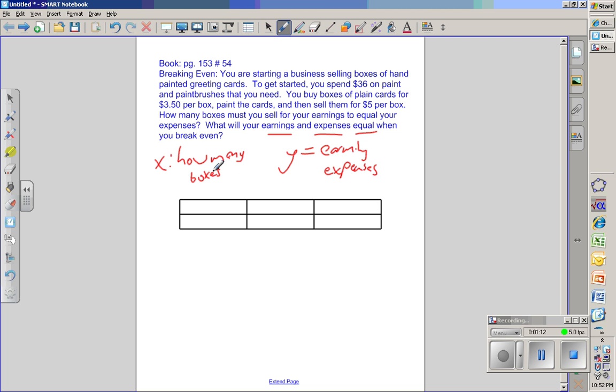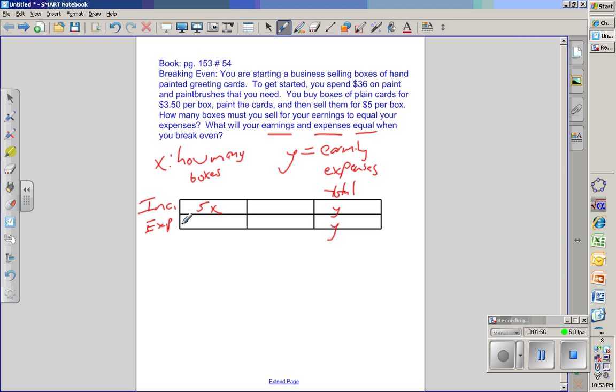Alright, so how can I write two equations for this? Well, one of my equations is going to be about income, and one of my equations is going to be about expenses. So, my income comes from $5 per box. So it's $5 each, and I don't know how many boxes I have, so that's 5 times x, and my total income is going to be y. My total expense is going to be y, and this is the first time we've ever had a problem like this, where my total income and my total expenses are the same.